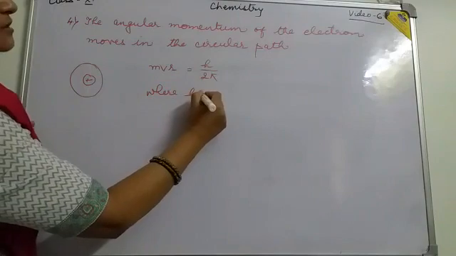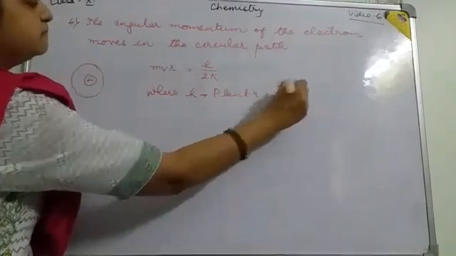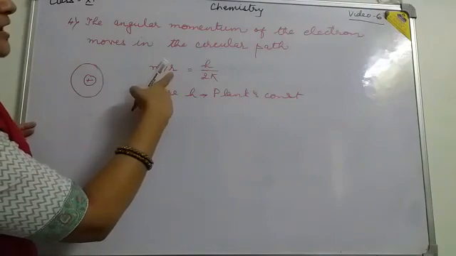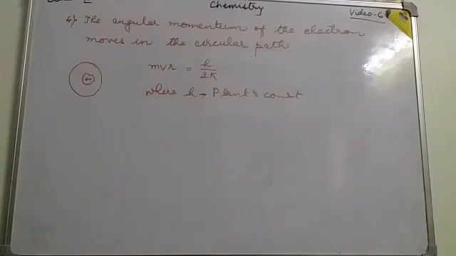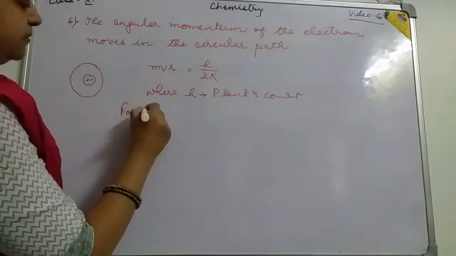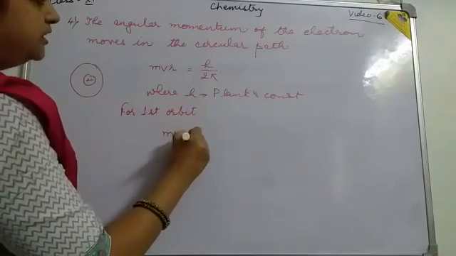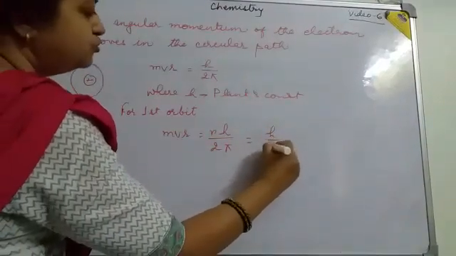mvr is equal to h by 2 pi, where h is Planck's constant, m is the mass of the electron, v is velocity, r is radius, and mvr is equal to nh by 2 pi. For the first shell, for the first orbit, the angular momentum mvr is equal to nh by 2 pi. For the first shell it is h by 2 pi.